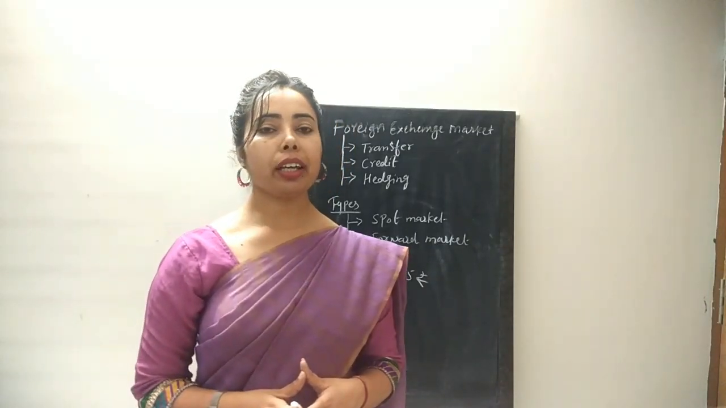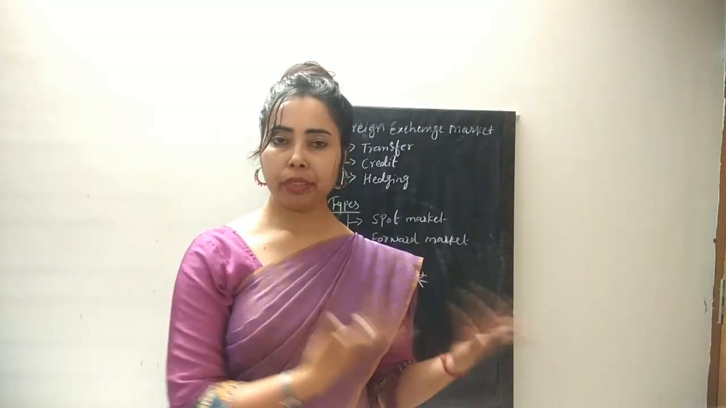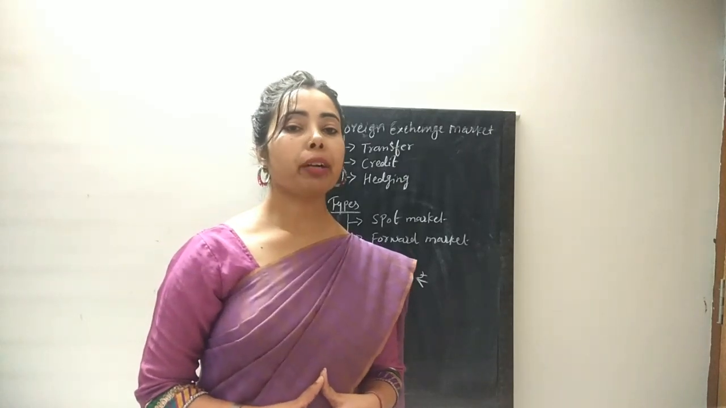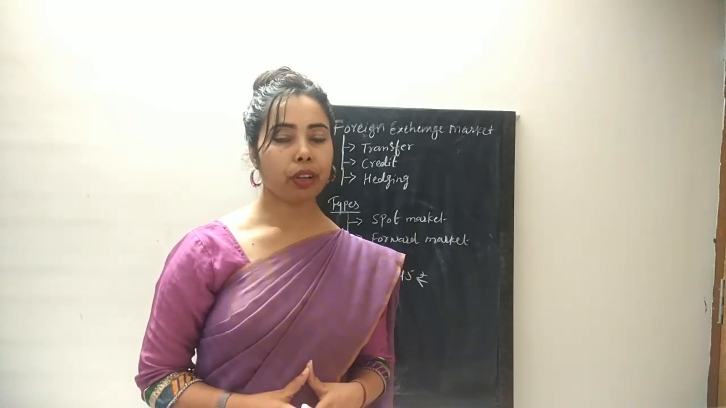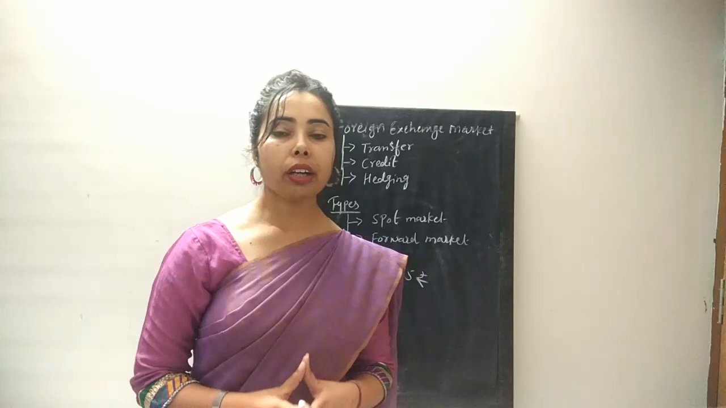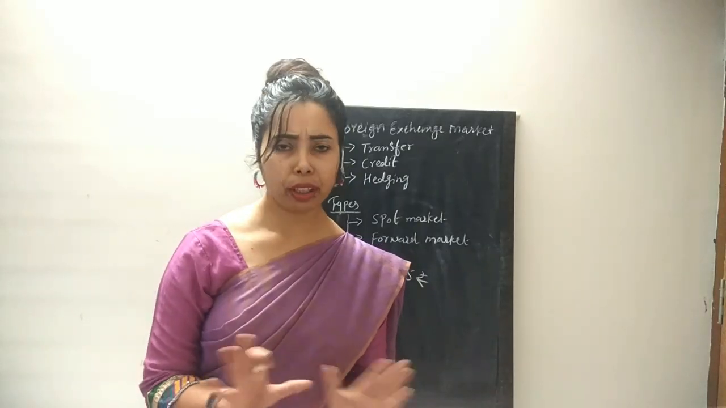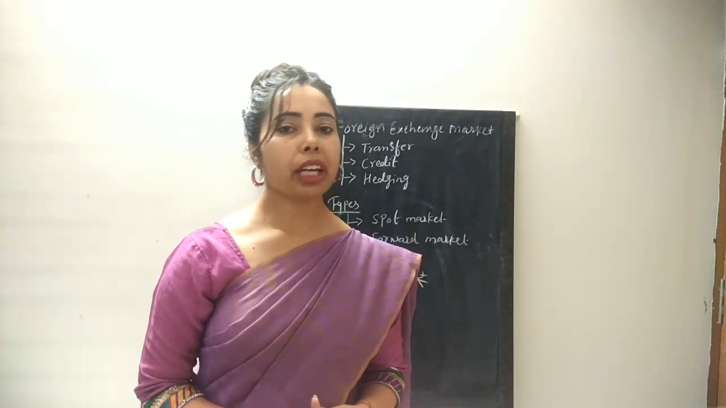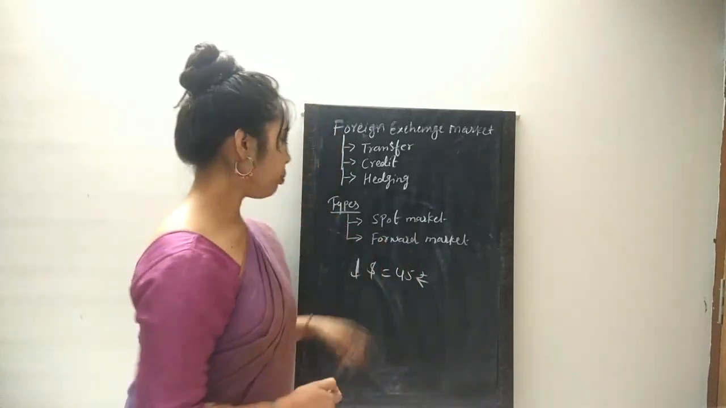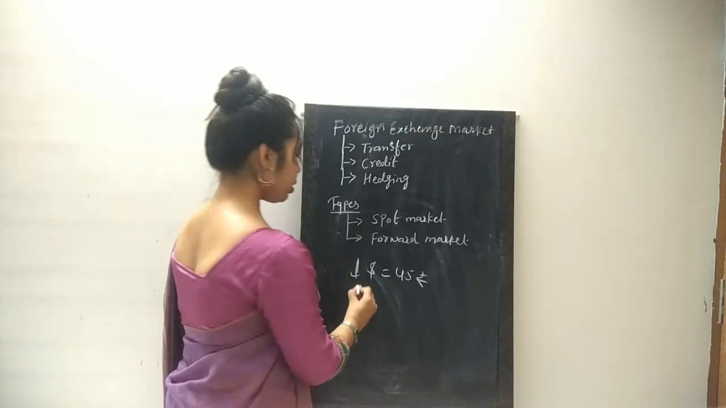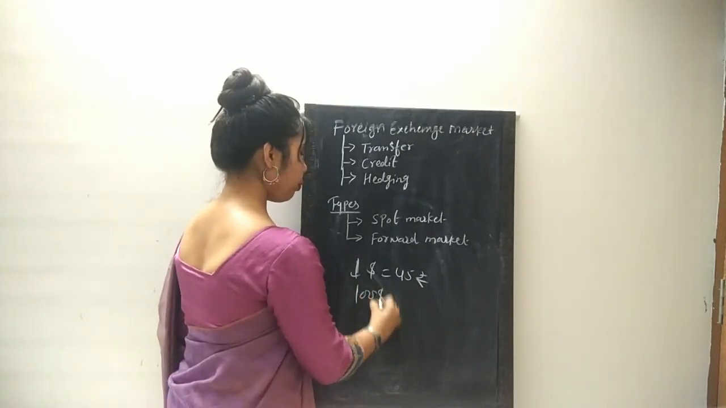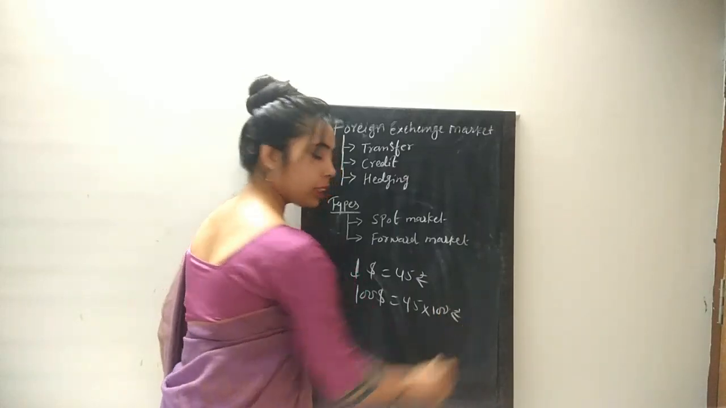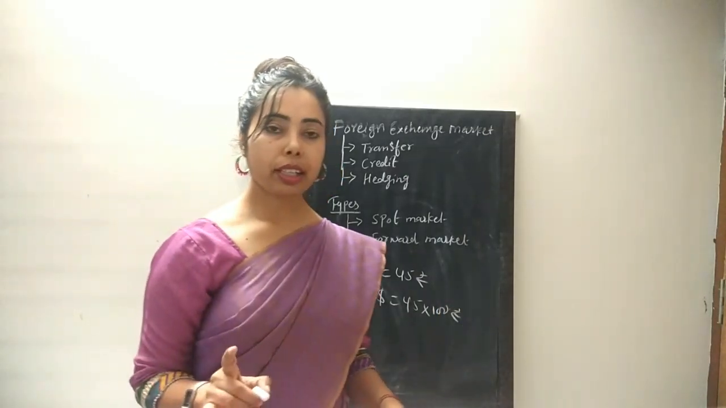So suppose we entered into a transaction with a foreign country, and in that transaction I'm going to buy a machine, and the machine costs me, let's say, $100. Okay, it will be easy to calculate. $100 means how much I have to pay in Indian rupees? If the machine is for $100, I have to pay 45 into 100 rupees. Is that clear? Are you able to understand?